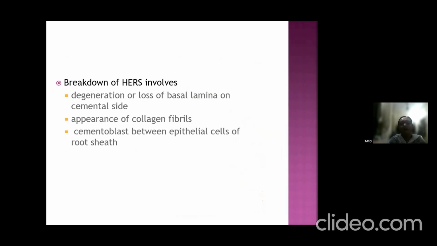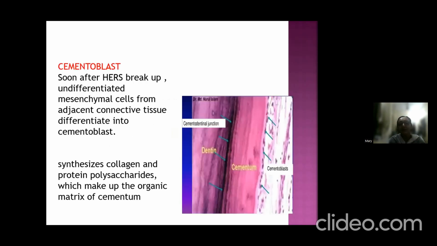So the breakdown of Hertwig's epithelial root sheath usually involves degeneration or loss of the basal lamina on the cemental side. There will be appearance of collagen fibrils and cementoblasts between the epithelial cells of the root sheath. So soon after the Hertwig's epithelial root sheath breaks up, undifferentiated mesenchymal cells from the adjacent connective tissue will get differentiated into cementoblasts. And they will synthesize the collagen and protein polysaccharides, which make up the organic matrix of the cementum. So here in the picture, you can see a few cementoblasts which help in laying down the cementum at the cemento-dentinal junction.